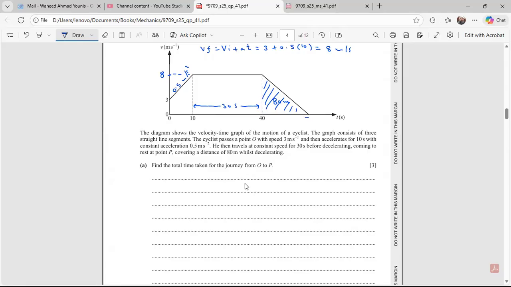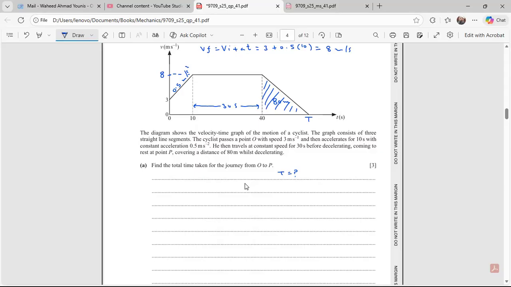And I do not know the end time. Let me call it T. Find the total time taken for the journey from O to P. So the total time taken is 0 to 10, 10 to 40, 40 to T. So we need to find the value of T here, right? So we use this information which is given at the end, that while he was decelerating, he covered a distance of 80 meters. So the area of this triangle must be 80.